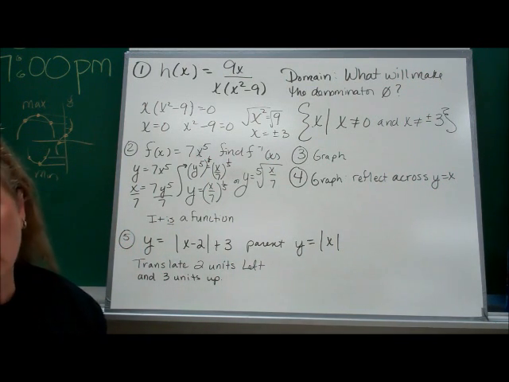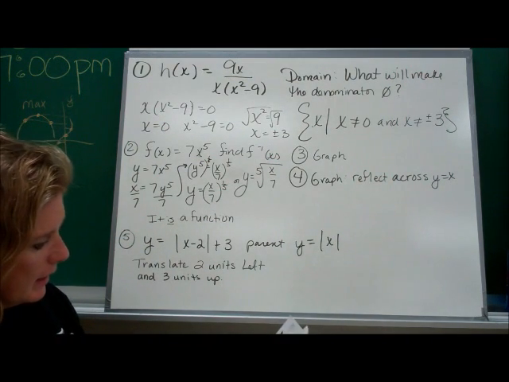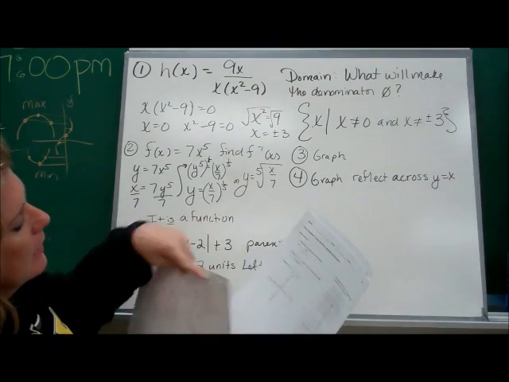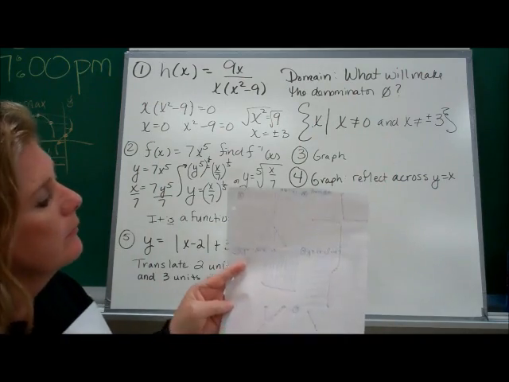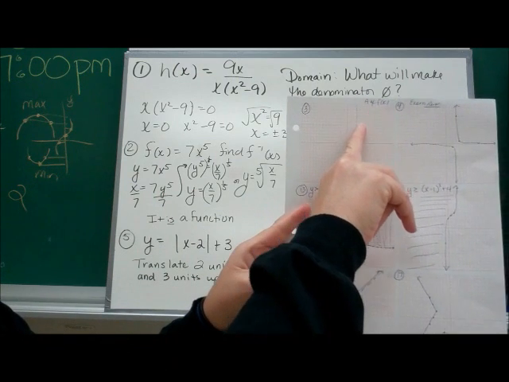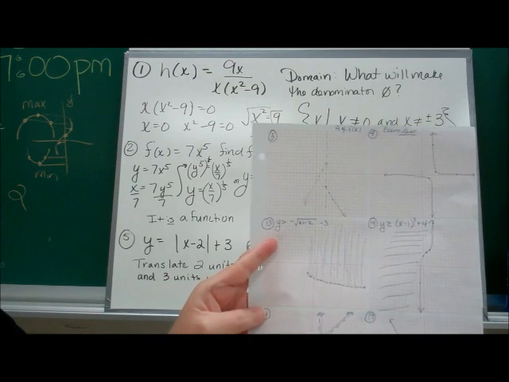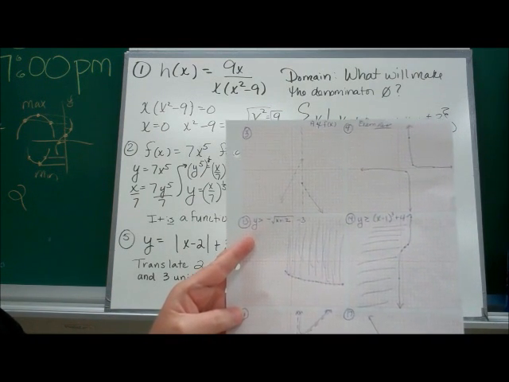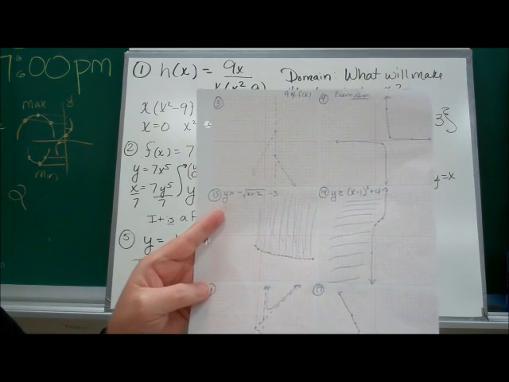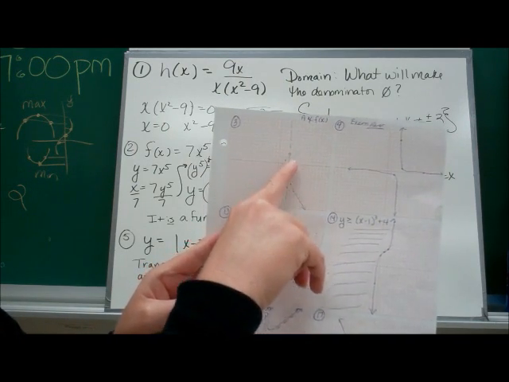Number 3 was graph the piecewise function. Okay, you have the paper, but your boundary line is x equals 3. I hope you can see this. I drew a vertical dotted line at x equals 3. Then what I did is I plugged in 3 into each piece of the function. When I plugged it into 2x minus 3, I got 3.